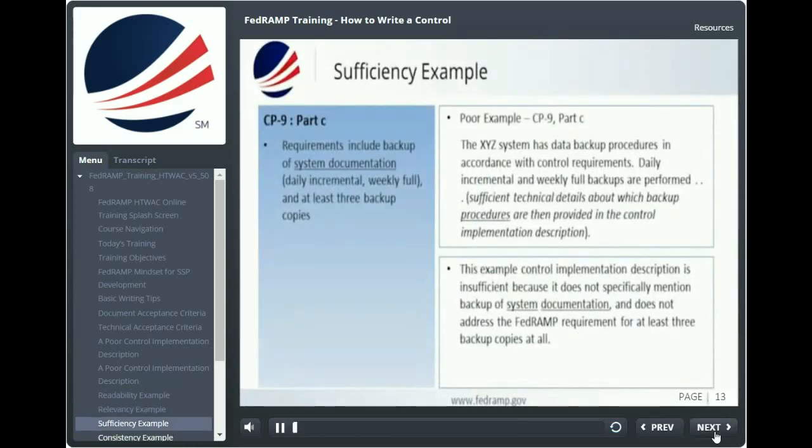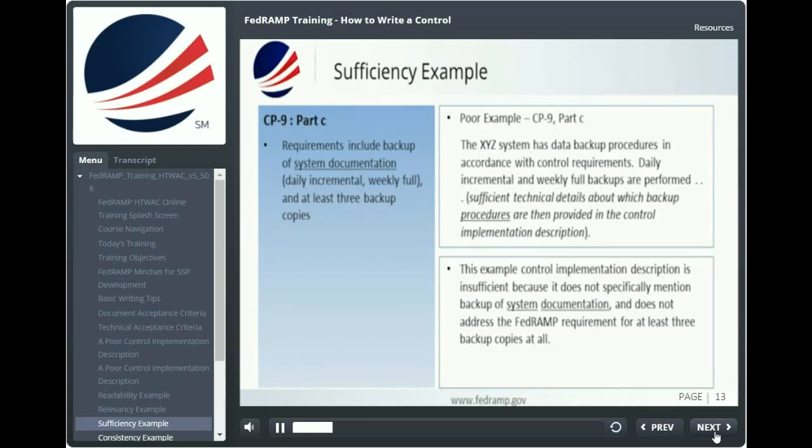Time to talk sufficiency. Let's take a look at a sufficiency example that's not up to snuff. Take CP-9, Part C. The requirements include the backup of system documentation. Now, the backup meaning daily incremental, weekly full, and at least 3 backup copies. So here's an example of a poor implementation.